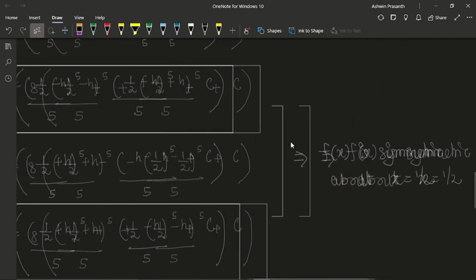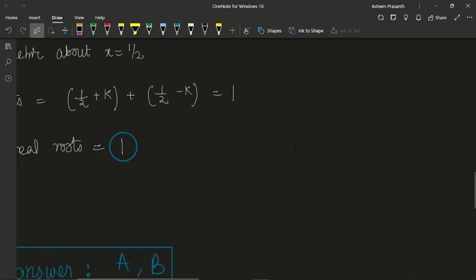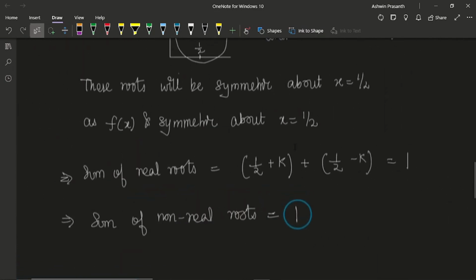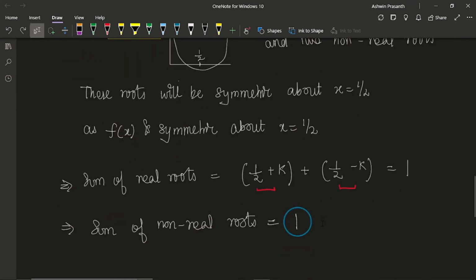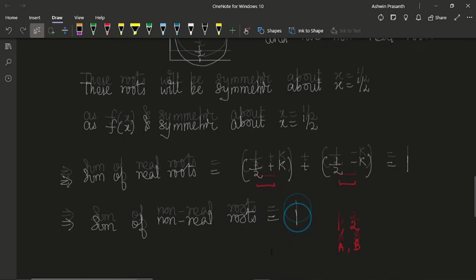Now you can use this result to say that these two roots will also be symmetric about x is equal to half. So these roots will be of the form half plus k and half minus k. So their sum will still be equal to 1. So again, the sum of non-real roots will be equal to 2 minus 1, which is equal to 1, which you already got. So the only two possibilities are 1 or 2, which is A or B. So our final answer is AB.